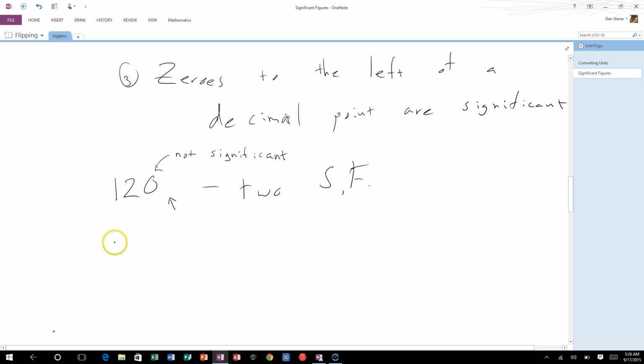120. There is no decimal point. So in this case, we would have 2 significant figures. Yet, if we had 120 and we added a decimal point right there, that changes the numbers significantly, if you will. Sorry for the pun. Now you do have 3 significant figures, because the rule says any zeros to the left of the decimal point are significant. So this would be 1, 2, 3, 3 significant figures.